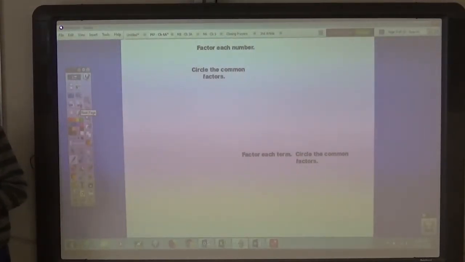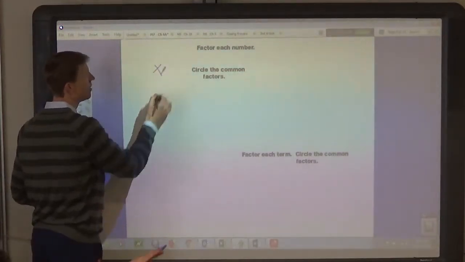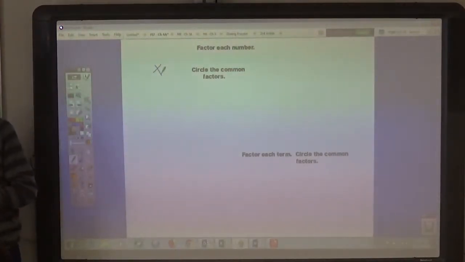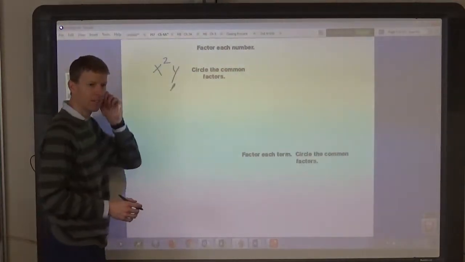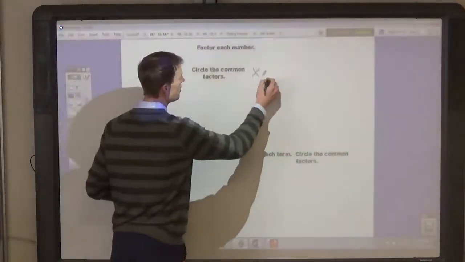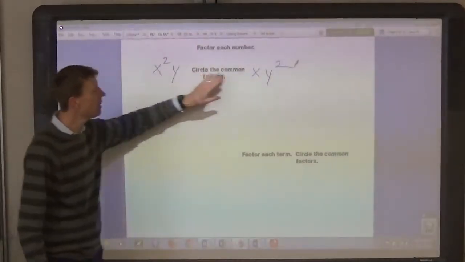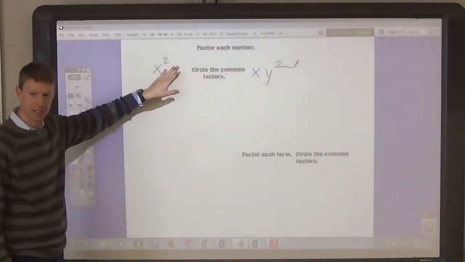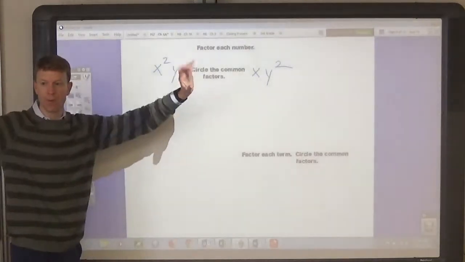But listen, the same is true if you had variables. So look at this one. This one isn't a number. This one is a variable expression: x squared times y and x times y squared. So let's say that these are your two numbers. This is how you factor numbers with variables. You just write it out in expanded form.